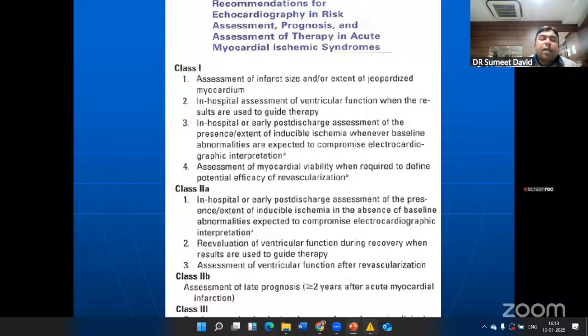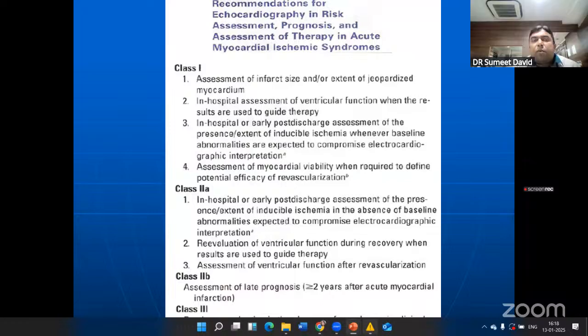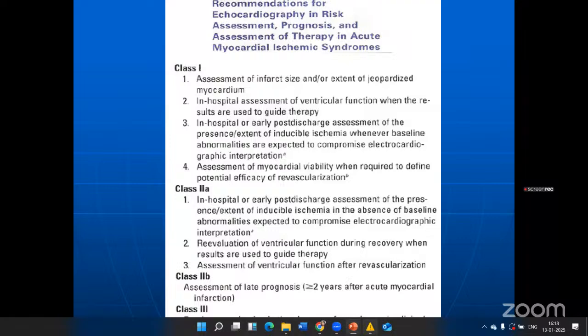And third is the assessment of ventricular function after revascularization. Revascularization is when, after medical treatment and putting in a stent or an angioplasty, we check whether the myocardium has recovered or whether it is still damaged. So these are the indications. Class 1 and 2A are both important. Echo is very, very important to re-evaluate the patient: first on the admission day, then after the treatment and the revascularization.